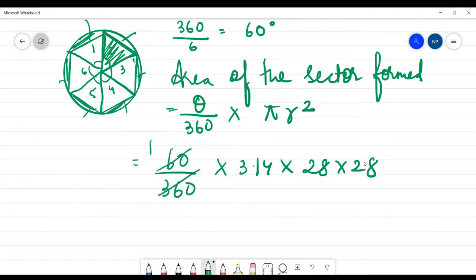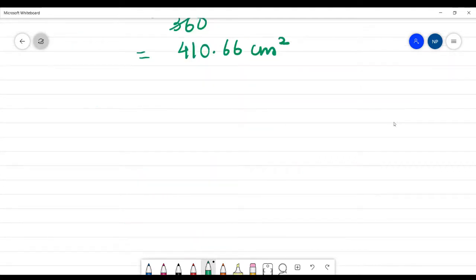This will be 1 by 6. We will get the answer here: 410.66 centimeter square. Now we need the area of the triangle that is formed. We all know that the two arms of the triangle are the radii of the circle and thus are equal, isn't it?